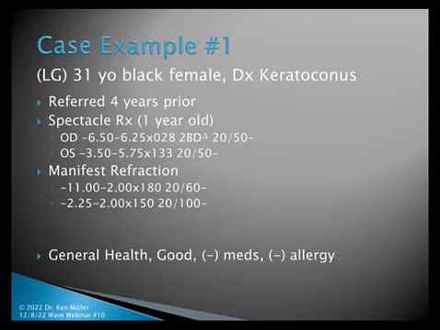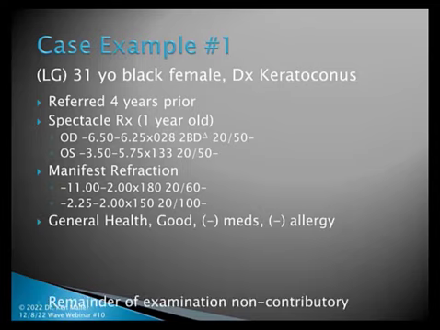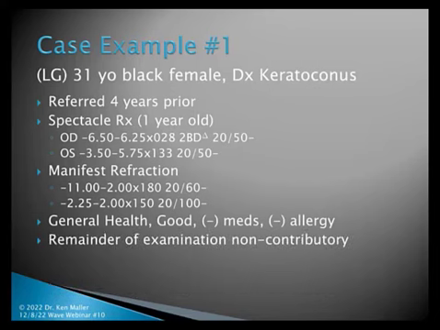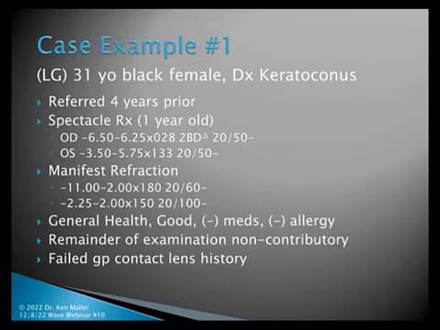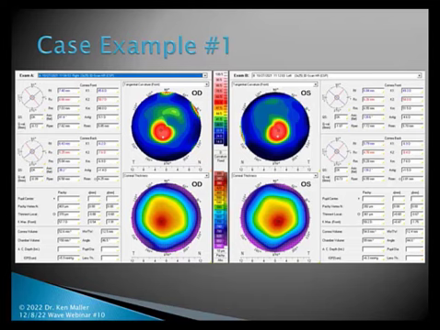Health was good, no medications, no allergies, and the rest of the exam was non-contributory. And yes, she had already failed in GPs 4 years prior, hence the 4-year hiatus before coming in to see me. Here are her Pentacam scans that day, and you can see it's an obvious keratoconic set of corneas with a very elevated area fairly well centered. Down at the bottom, I also have the corneal thickness map, and you can see she is fairly thin at 370 microns on the right and 361 on the left.